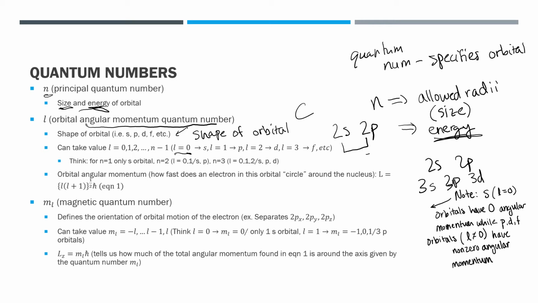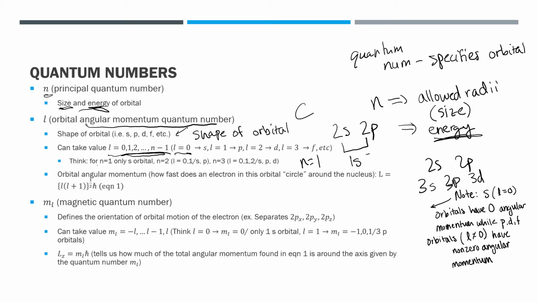Since L can only go up to n minus 1, we can think about this logically. If we take n equals 1, our n equals 1 shell, we only have a 1s orbital. We don't have a 1p orbital. That makes sense because L can only go up to n minus 1, which is 1 minus 1, which is 0. So we can only have a 1s orbital.